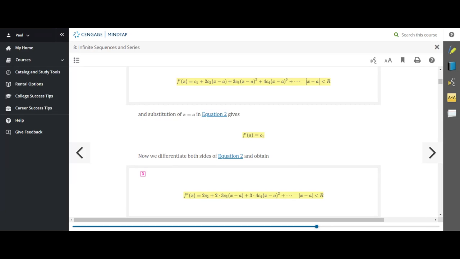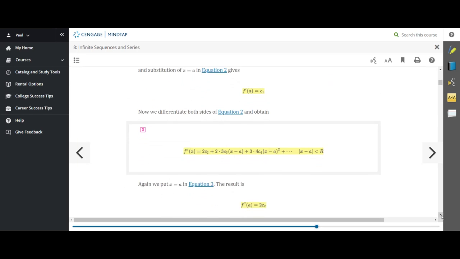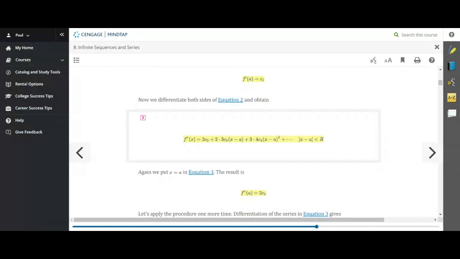So now we're going to put in x equals a on that second derivative. So f double prime of a would equal, well, what would it equal? Again, all the terms drop out, and you get f double prime of a equals 2 times c2. That means c2 is f double prime of a over 2. Hopefully we're going to start detecting a pattern here on finding these coefficients.